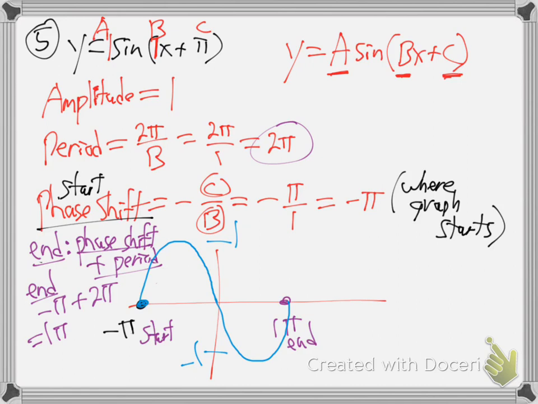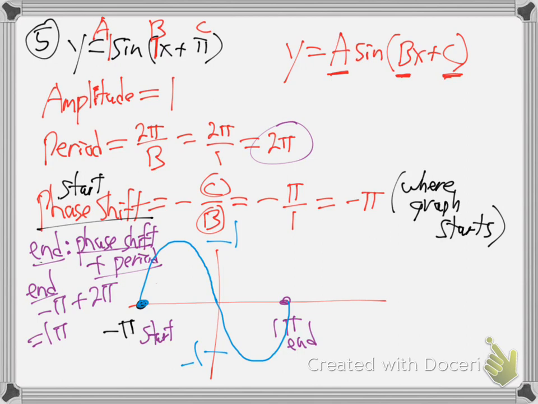So it starts, okay, so if I get this right, it starts at the phase shift. Whatever your phase shift is, that's where the graph starts. And then it ends at where you started plus the period. Okay. So negative pi, and the period came out to be 2 pi. So that comes out to 1 pi. That's where it is.